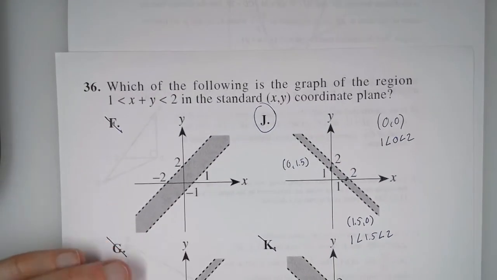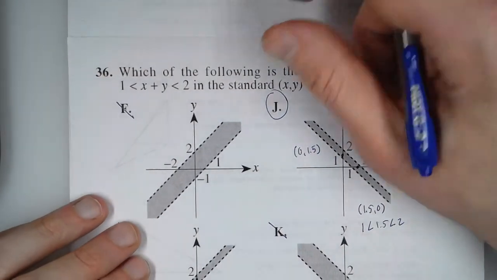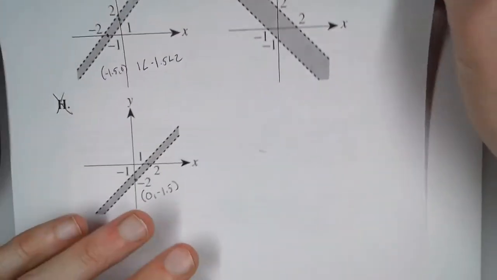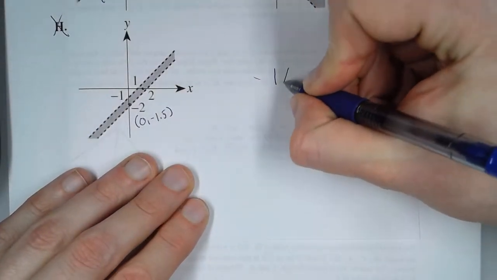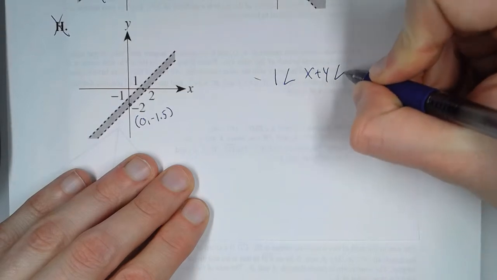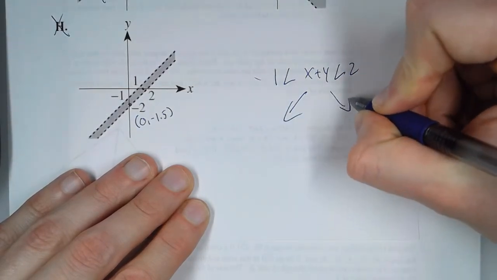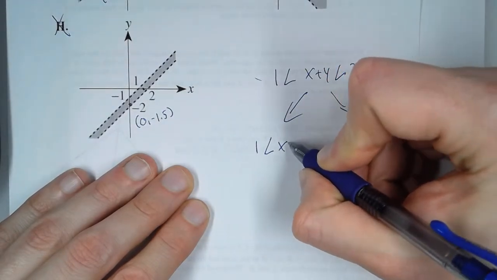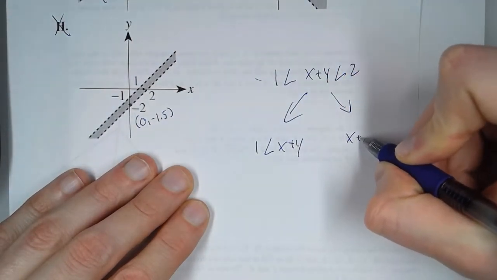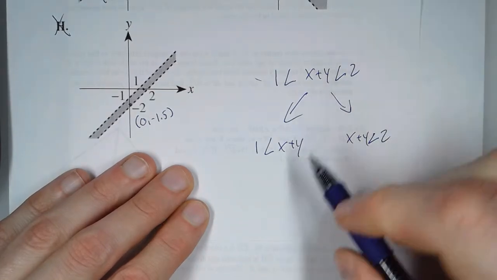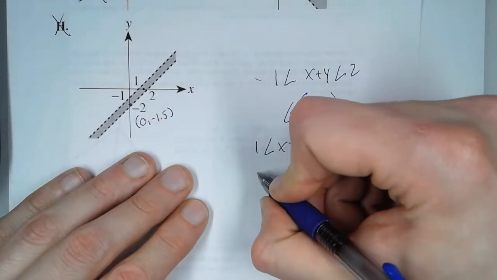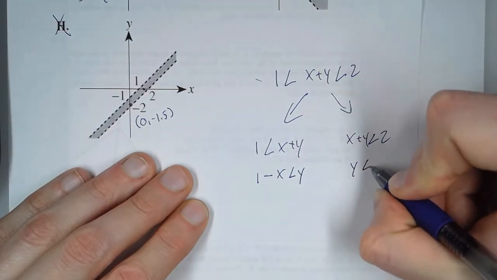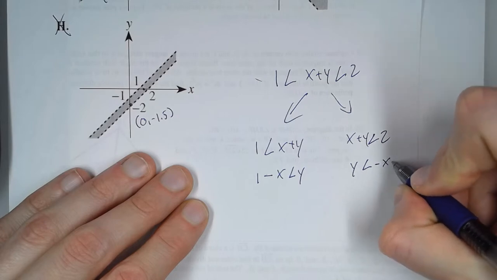Now, another way you could think about this is to think of this inequality as two inequalities. So instead of 1 less than x plus y less than 2, break it up. Break it up by first covering this part. 1 less than x plus y, and this one x plus y less than 2. And in both cases, we want to get y by itself. So 1 minus x is less than y, and y is greater than negative x plus 2.